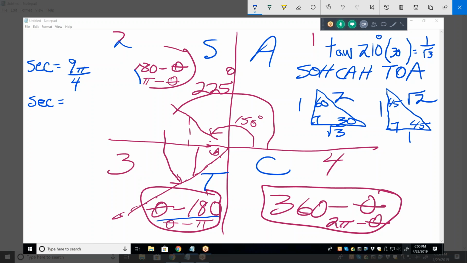So what are we going to do first? We find the reference angle? No, we've got to subtract 2 pi. Because it's outside the unit circle, we can find its unit circle angle by subtracting 2 pi. And 2 pi in this case is 8 pi over 4, because I have to have a common denominator. So this question really is, what is the secant of pi over 4?